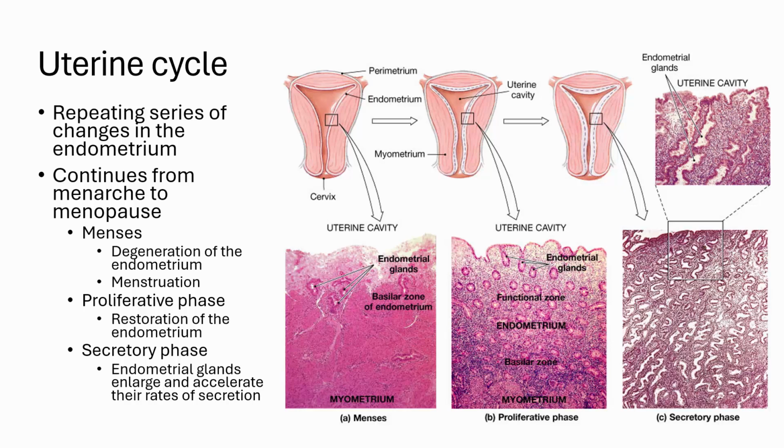And so then we have the proliferative phase, and down here again is the basilar zone, and these cells are going to proliferate and start building this functional zone of the endometrium. And you can see a lot of glands forming. Okay, so there's restoration of the endometrium here. And then we get to the secretory phase, and we have a lot of endometrial glands that enlarge and accelerate their rates of secretion. And if an egg is not fertilized, then we start all over again with menses. Menstruation takes place, the functional layer is shed, and it's going to be rebuilt again in the proliferative phase.